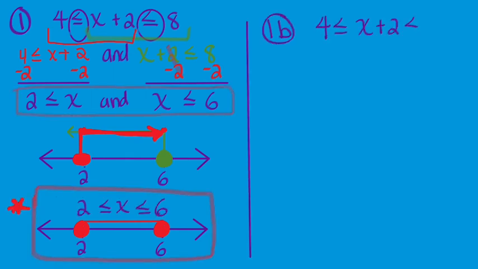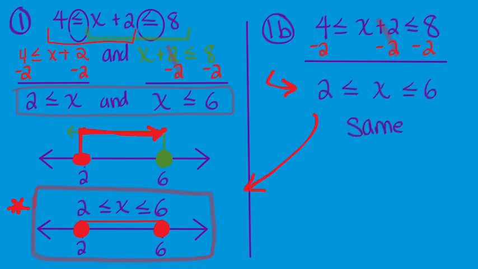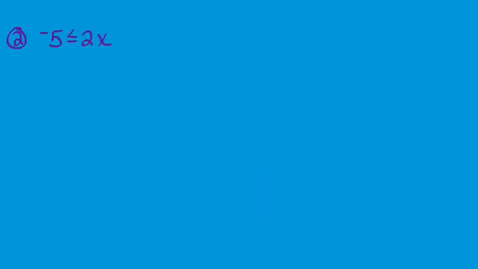Now, I'm solving the same inequality, but I'm doing it a faster way. Who doesn't want a shortcut, right? So here's the shortcut. We know that we're solving for x, so we subtract everything by 2, and we've already solved, and it's the same as what we've already done. Let's take another look at this one.